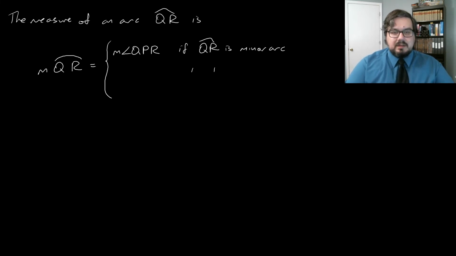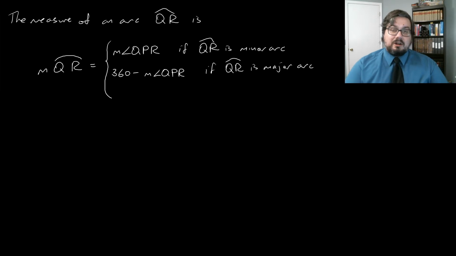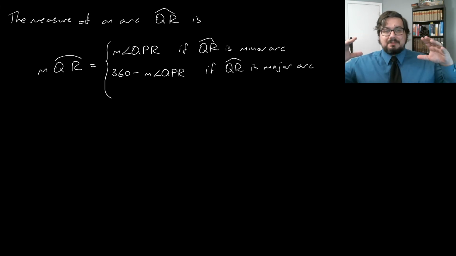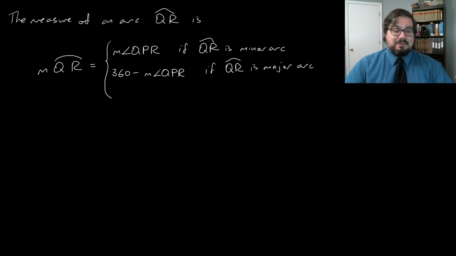On the other hand, if QR is a major arc, we have that the measure of the arc QR is 360 minus the measure of angle QPR. Essentially what we're doing here is we're saying that the whole circle has measure 360, and if you're a minor arc, less than half the circle, then your measure is the measure of the angle that you create, and if you're a major arc, well, you're exactly what you need to be so that the sum of the major and the minor arc is exactly 360.